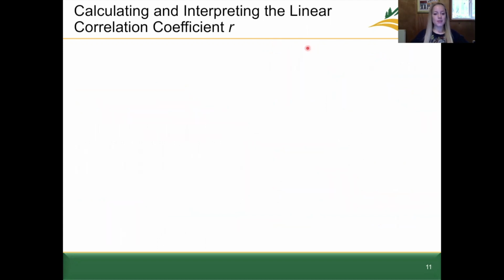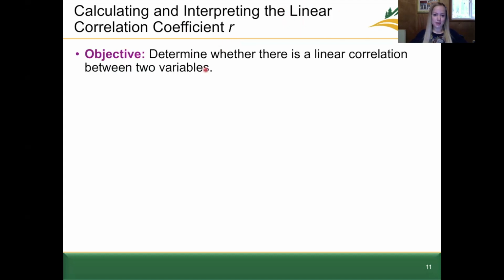So within this next portion of 10.1, we're going to learn how to calculate and interpret the linear correlation coefficient, R. Now, the objective for calculating the linear correlation coefficient, R, is ultimately to determine whether there is a linear correlation between the two variables that are in our sample data. So this is saying if we want to know if there is a linear correlation, then we should calculate this linear correlation coefficient, R.